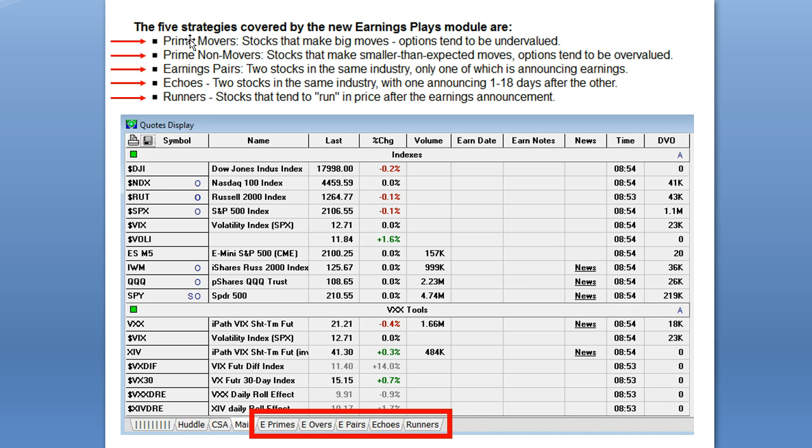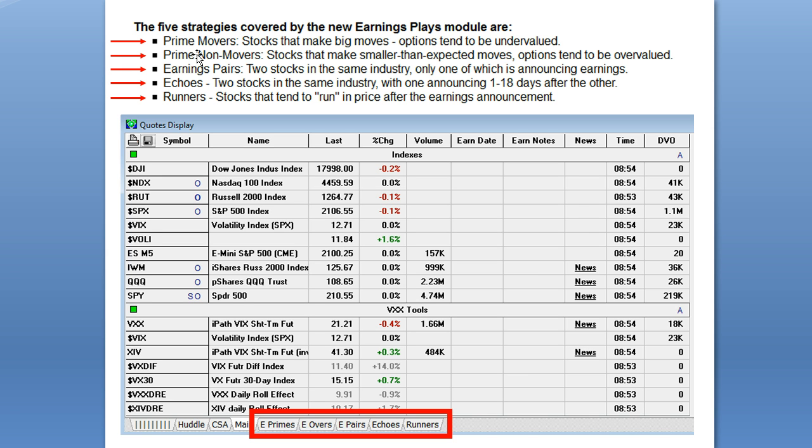Options tend to be undervalued. Prime non-movers, and this is what we're looking at, prime non-movers are stocks that make smaller than expected moves, and the options tend to be overvalued, and we're looking at using calendar spreads to exploit those, especially those that have the skew that is going to likely snap. There's an earnings pairs portion, 2 stocks in the same industry, only one of which is announcing earnings, and then you have echoes and runners.